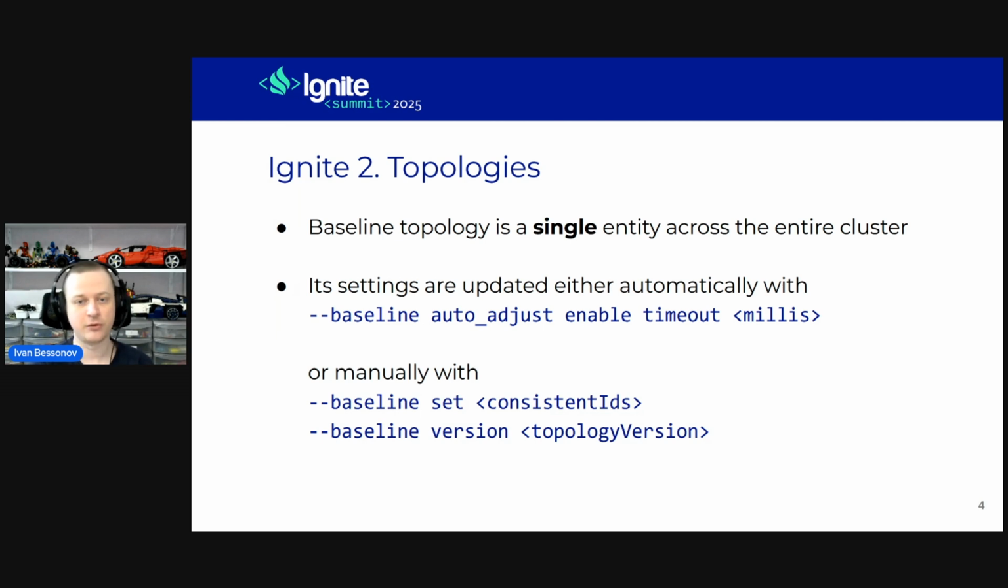The baseline topology is obviously one thing, one collection of nodes. It might be managed automatically by the system using the auto adjust setting in milliseconds. What it means is that after the cluster topology change, the system will wait a defined number of milliseconds and only then include or exclude a node from or to baseline. Or you can change the baseline manually. There are two ways to do that: set the explicit list of node IDs, or use some known topology versions.